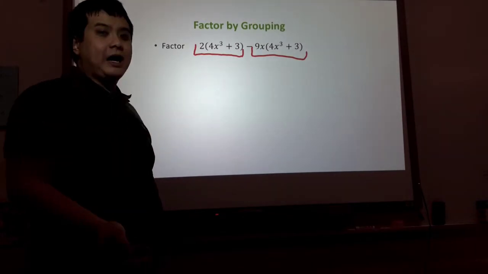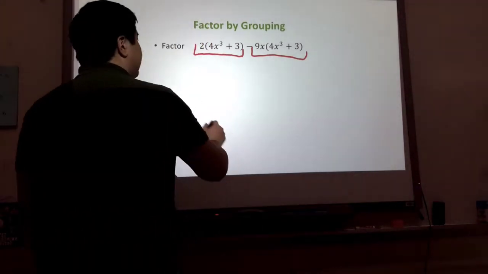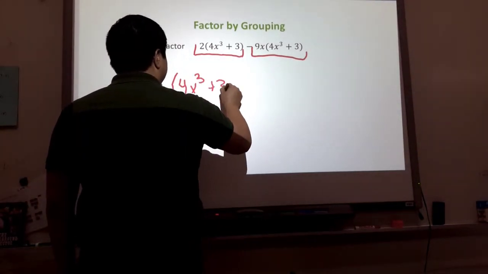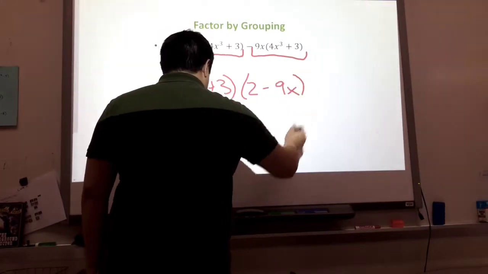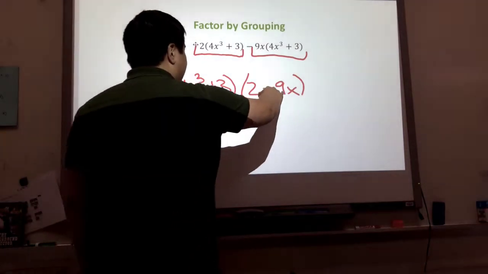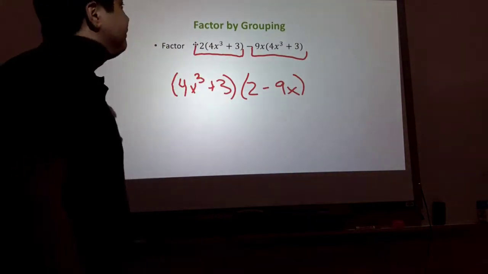Again, the common factor they have is the binomial, so we can factor out the binomial. And that gets us 4x to the third plus 3 times 2 minus 9x. We take a look at both of these binomials. There's nothing we can factor out of this binomial. There's nothing we can factor out of this binomial. And we are done.